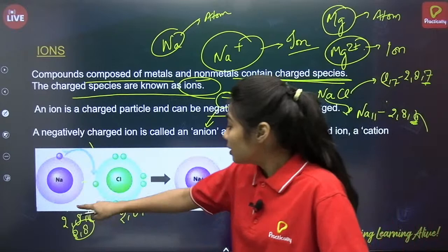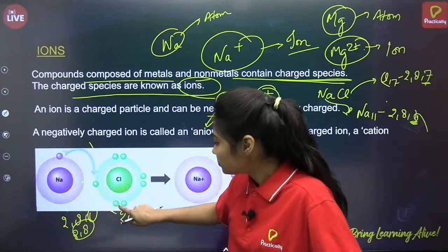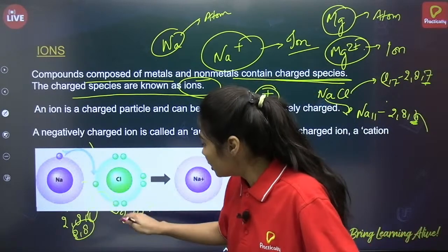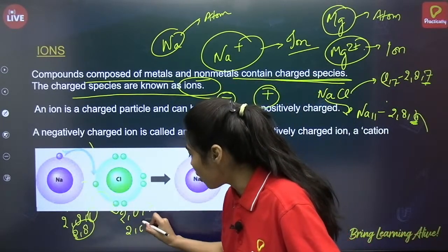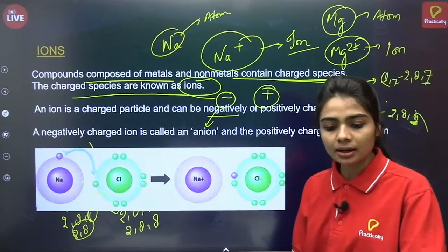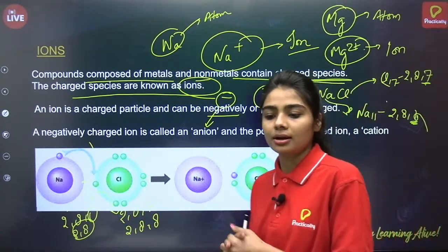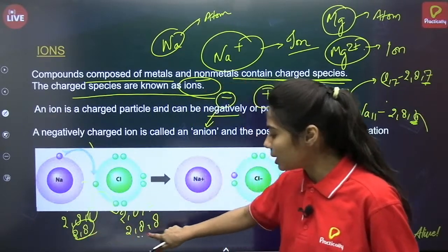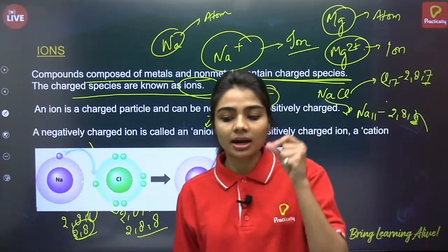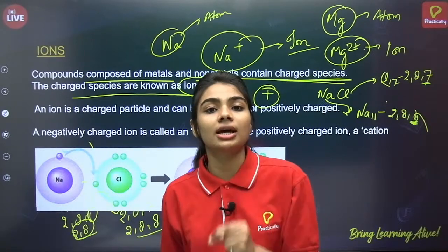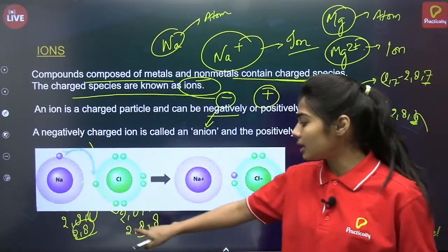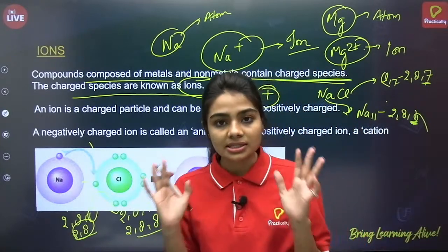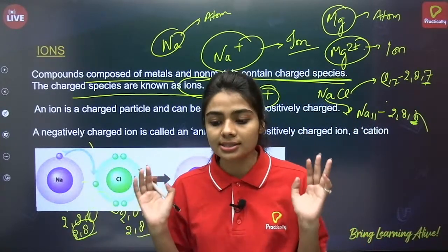So this electron was taken by chlorine, and what will happen? It will take it and form 2, 8, 8. Correct? This is the electronic arrangement for your chlorine. Now you can see sodium and chlorine both have 8 electrons in the last shell, and now they are stable because their octet is completed.